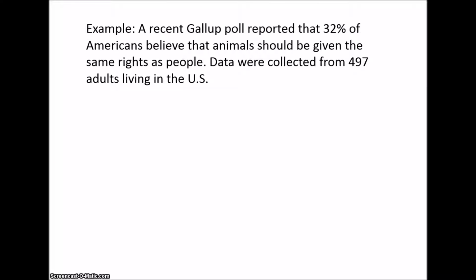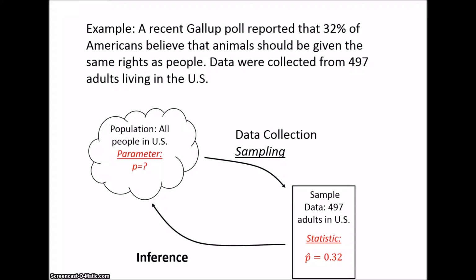Okay, so I want to give an example. A recent Gallup poll reported that 32% of Americans believe that animals should be given the same rights as people. Data were collected from 497 adults living in the U.S. So they're drawing a conclusion about all Americans based on data from 497 U.S. adults. So here the population of interest is all people in the U.S. and the parameter that we're interested in is p, the proportion of all U.S. adults, all Americans, that believe that animals should be given the same rights as people.